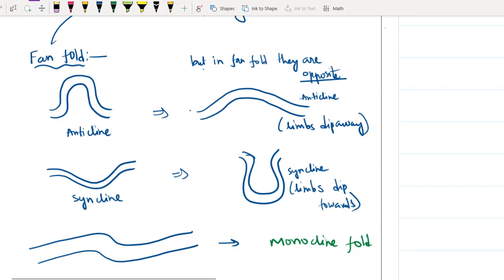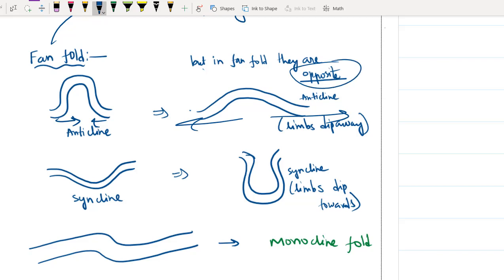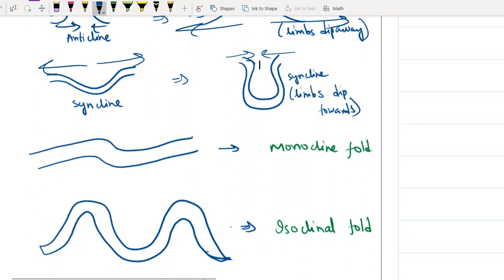So anticline original, it will be something like this. Limbs come closer, but how will anticline fan fold be? Limbs will be moving away. Okay, that is the only difference. Just in the opposite direction the limbs will come, that will be my fan fold. And syncline obviously should be moving away, but here if they are coming towards each other, we'll be calling it syncline fan fold. As simple as that. You got it right? So similarly we have different types of fold.